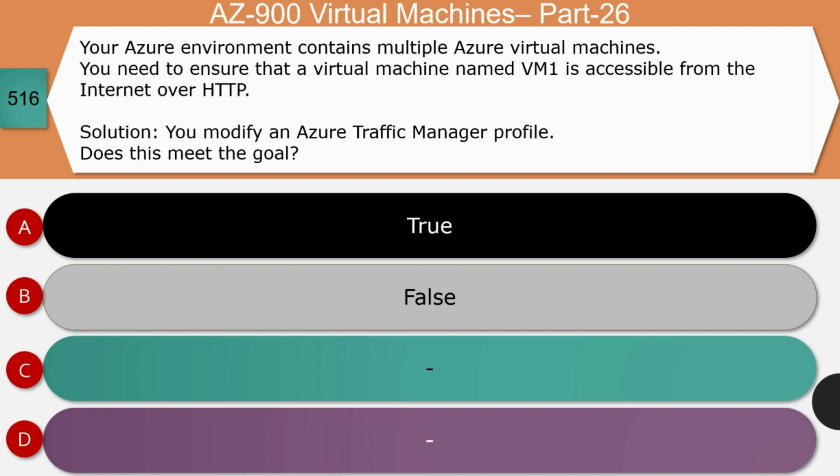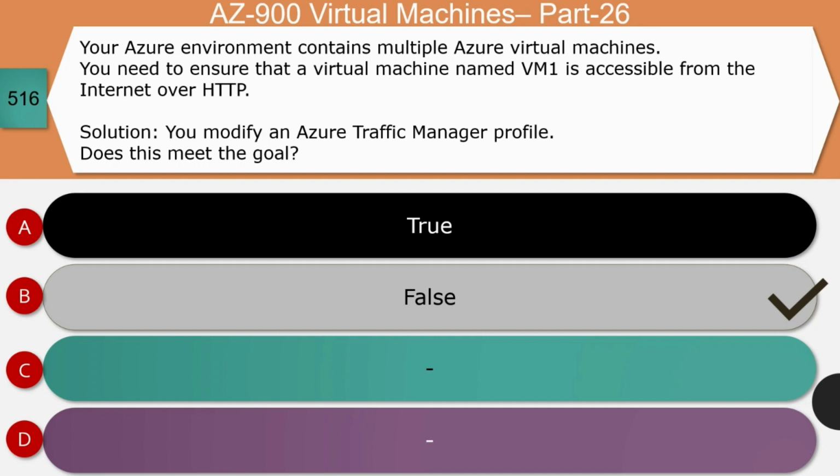Next question, your Azure environment contains multiple Azure virtual machines. You need to ensure that the virtual machine named VM1 is accessible from the internet over HTTP. The solution provided is that you modify an Azure Traffic Manager profile. Does this meet the goal? Is it true or false? The right answer for this question is false.